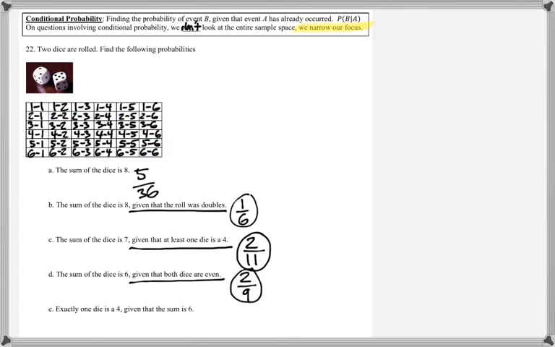The last part says exactly one die is a 4, given that the sum is 6. So I know my sum is 6. I'm only looking at these 5 outcomes. So my denominator is 5. And of these 5, how many have exactly one die being a 4? That would be these 2. So my final answer is 2 out of 5.